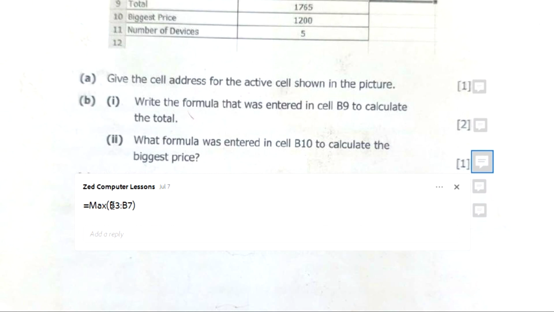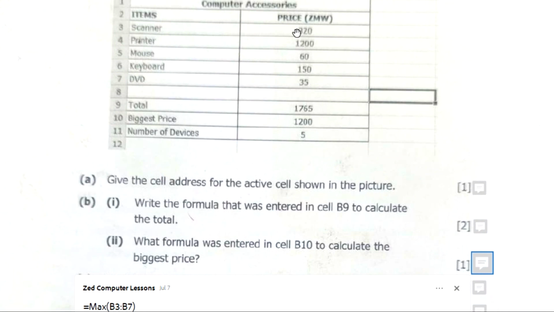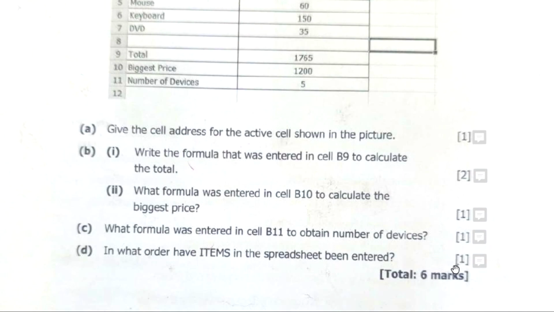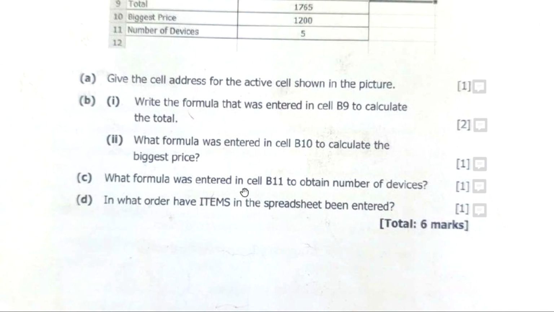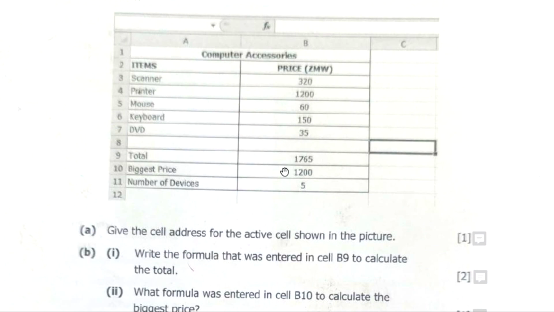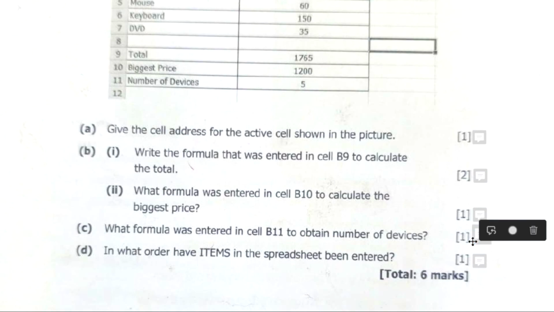So the biggest value starting from what? Starting from B3 to B7. So it finds the biggest value starting from B3 all the way to B7. And in this case, the biggest value was 1,200. As you can see here, the biggest value is 1,200. Let us move on. What formula was entered in cell B11 to obtain the number of devices? So the formula that was entered in B11 here to calculate the number of devices was this formula.